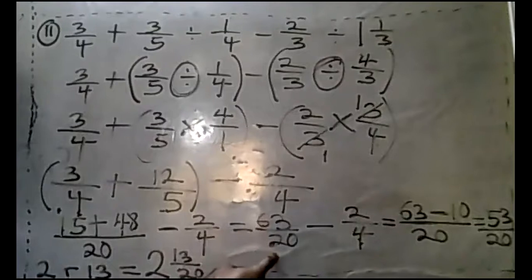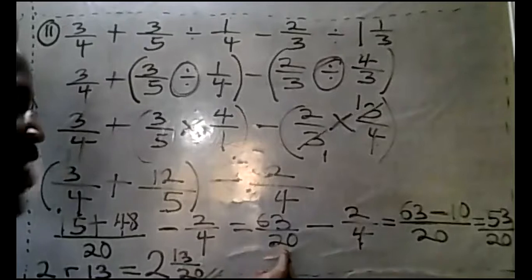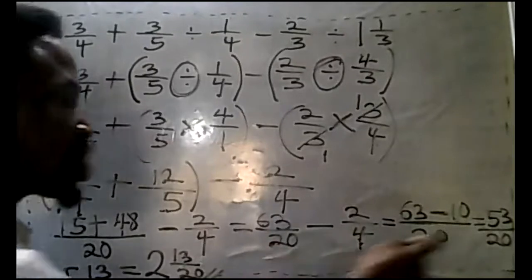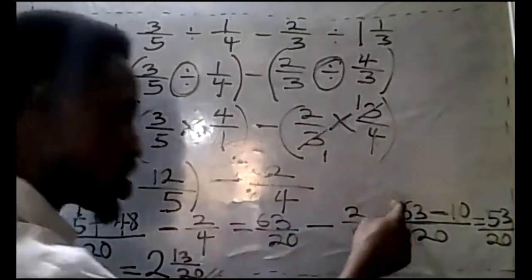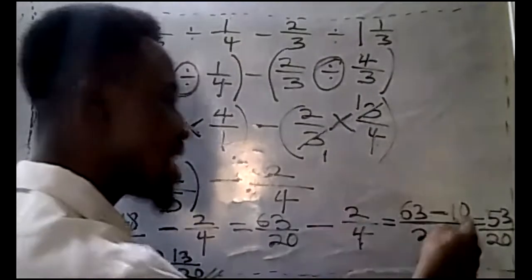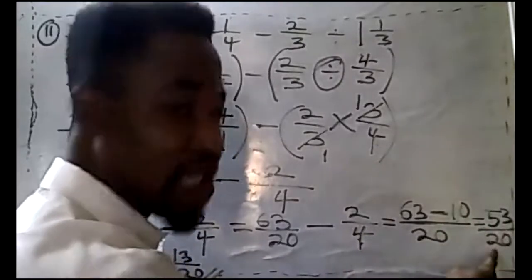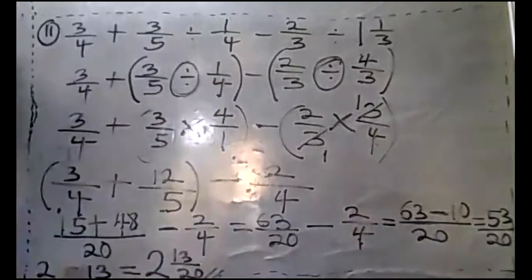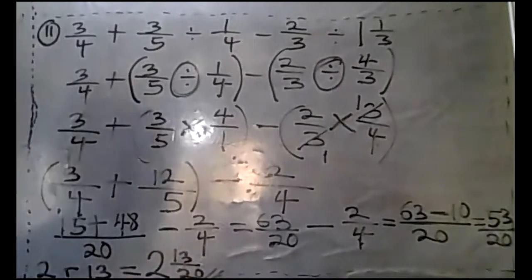So you have 63 over 20 minus 2 over 4. Find the LCM of 20 and 4. LCM of 20 and 4 is 20. 20 in 20, 1 times 63, 63. Minus 4 in 20 is 5, 5 times 2, 10. 63 minus 10, 53 over 20. How many 20 in 53? It is 2, remainder 13. So my answer is 2 whole number 13 over 20. Is that okay? 2 whole number 13 over 20.